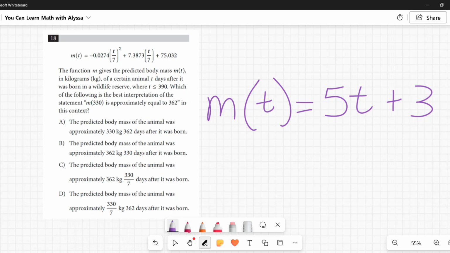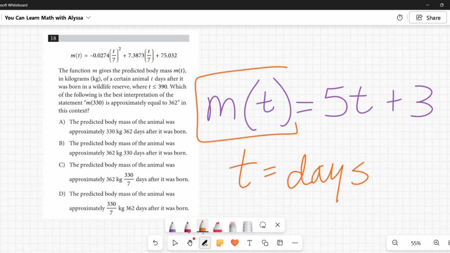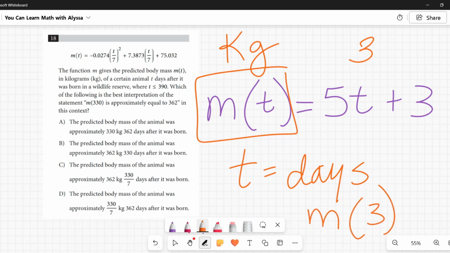What if I did something like this? M of t equals 5t plus 3. And I told you that t represents the number of days after an animal was born, and that if you do the math, m of t, your result will be how much that animal weighs, the mass of that animal, in kilograms. So if the animal was 3 days old, it would be m of 3. You would do the math. 3 times 5 is 15 plus 3 is 18.